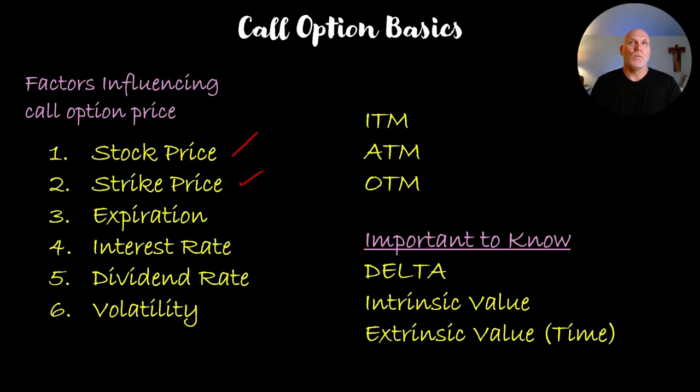Expiration. How long is the contract good for? Is it good for 7 days out, a month out, a year out, or maybe even 2 years out? The further out you go with expiration, the more expensive the option is going to be, because there's more time in that option for it to arrive at a certain point in price. So you're going to have a bigger time factor.